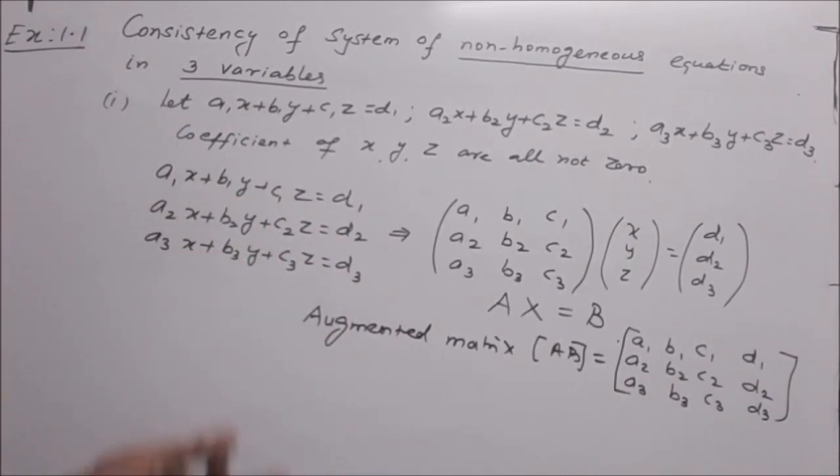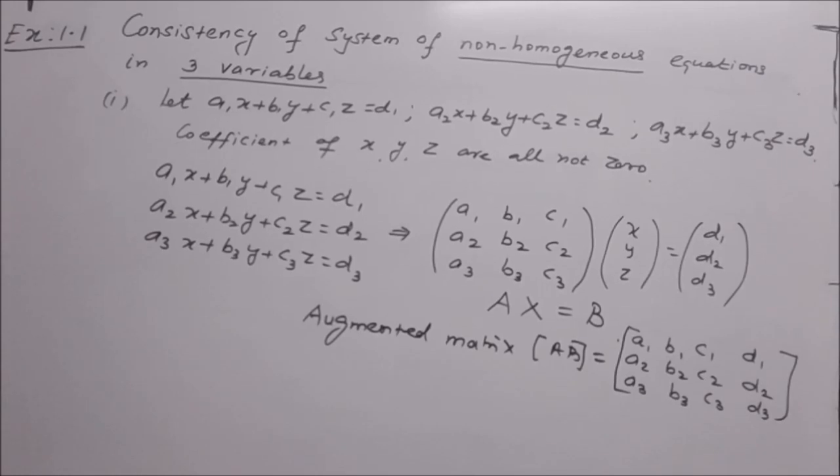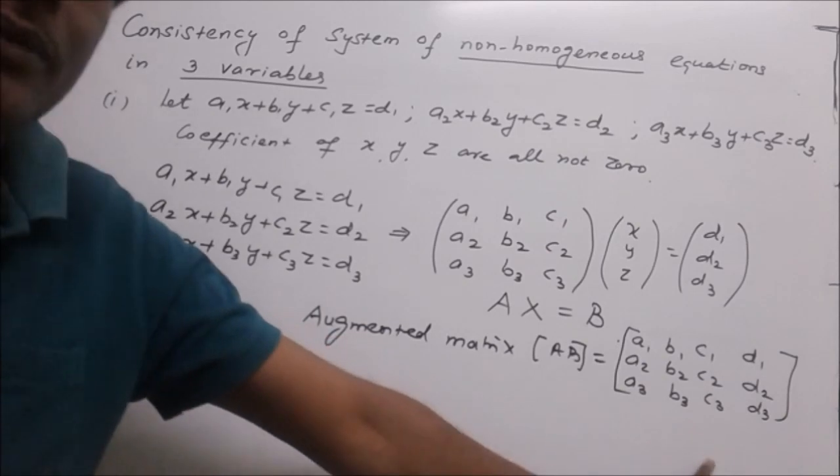interchange of any two rows or columns. Second one, multiplication of a row or column by a non-zero constant k. Third one, addition of a row or column with some other row or column. That is the third thing. These are the elementary transformations that will be applied here.